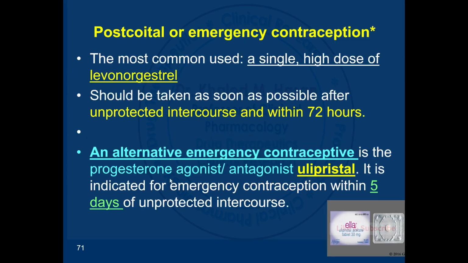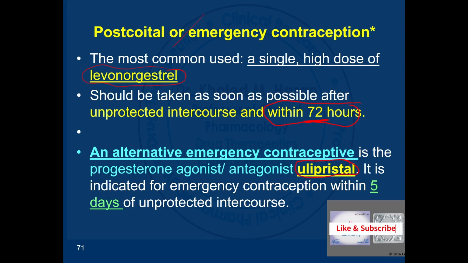Okay, regarding the postcoital or emergency contraceptive, the most commonly used is a single high dose of levonorgestrel. This is a postcoital emergency contraceptive. The most common form will be levonorgestrel. Levonorgestrel is a kind of progestin. It should be taken as soon as possible after unprotected intercourse, within 72 hours. So we recommend doing this within the 72 hours. The other option we have is ulipristal. You can see it here.